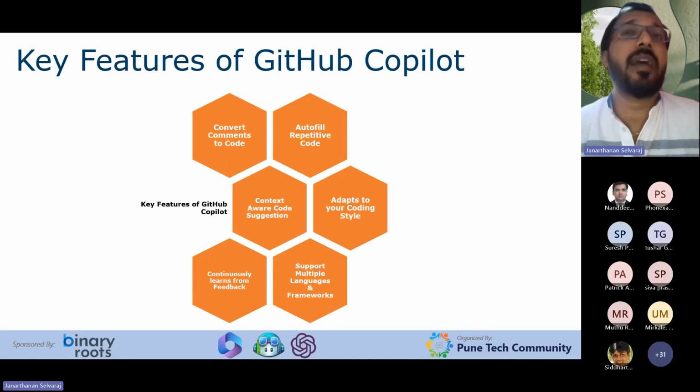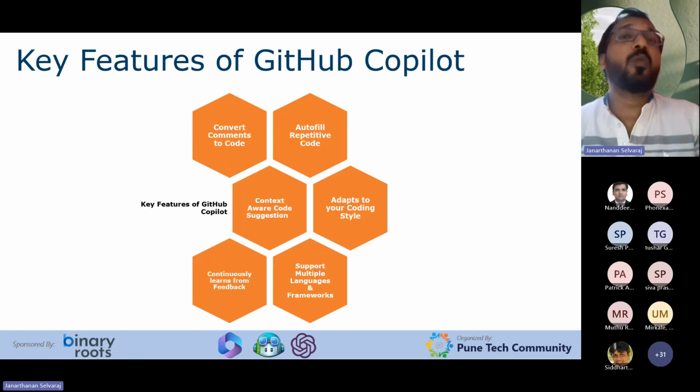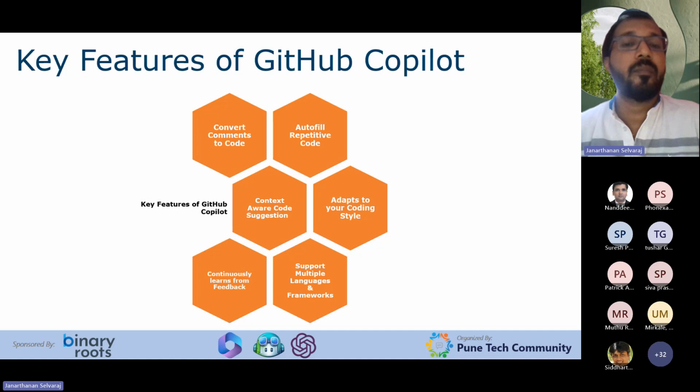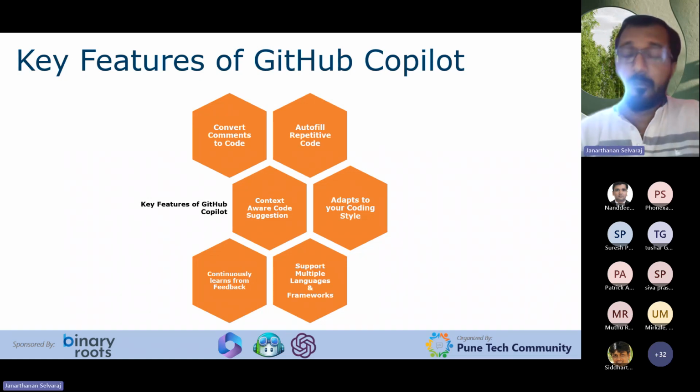When I say context-aware suggestions, the user converts a comment into code. That is one of the best features of GitHub Copilot. And GitHub Copilot always shows the alternative code suggestions it is providing. That is one of the major benefits of GitHub Copilot. So with that, we will move further.